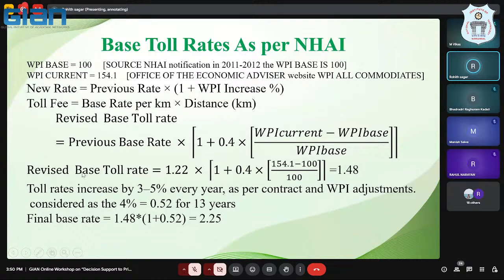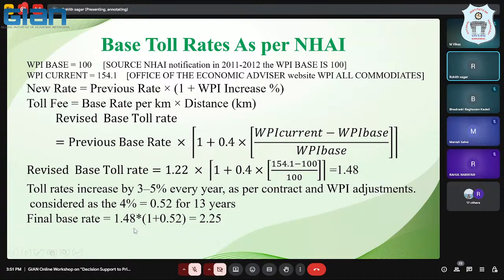These 3 to 5% you can find in the NHAI 2008. So this revised toll rate formula will be 1.22 into 1 plus 0.4. Here 1.22 is the previous base rate that we have assumed. If we incorporate the WPI current and base here, we will get a 1.48 revised base toll rate. So the previous base toll rate is 1.22 and the revised base toll rate is 1.48. There is an increase because there is an increase in the WPI current value. By this we can say that the toll rate directly depends on WPI values.